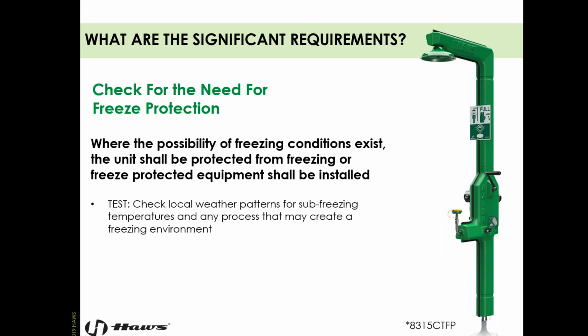Make sure that you're checking for the need for freeze protection, where the possibility of freezing conditions exist. You need to have a unit that is protected from freezing, or freeze protected. Make sure you're checking your local weather patterns. You know the area where you live, when you can expect potential freezing during the year, and ensure that you're protected from it. On the right, this is the 8315 CTFP. It's an excellent example of freeze protection that's heat traced to prevent the pipes internally from freezing. Very typically, the supply line connecting to it is also connected to heat trace, preventing it from freezing in an outdoor situation.